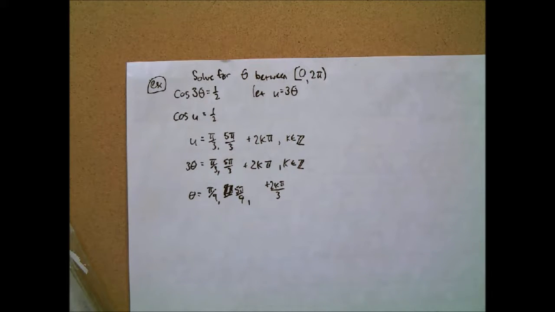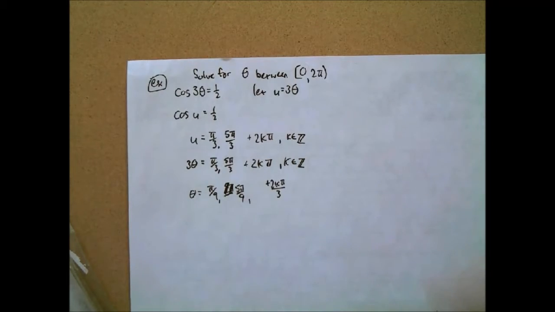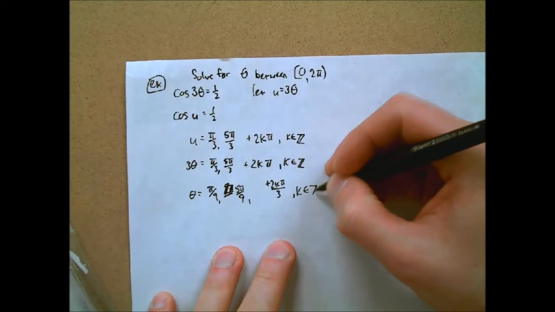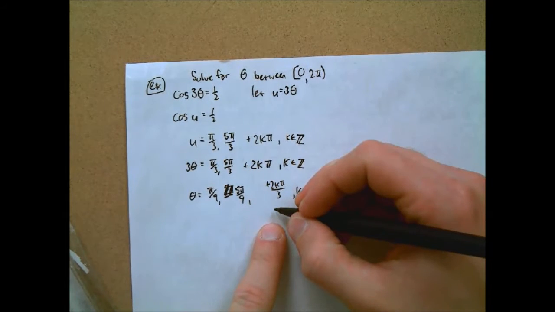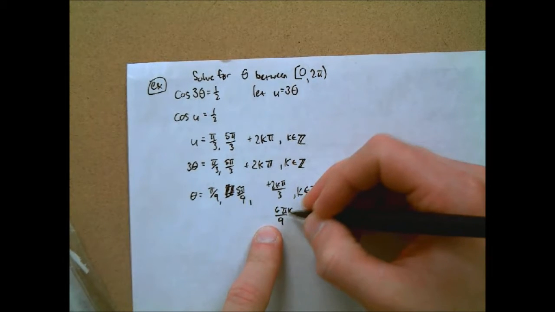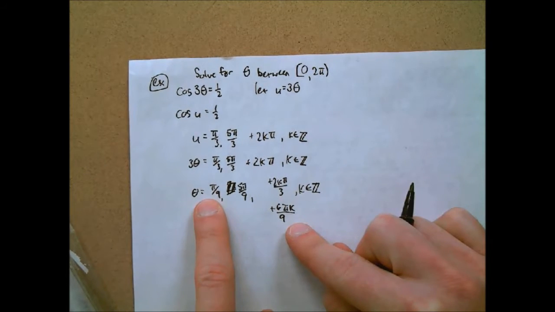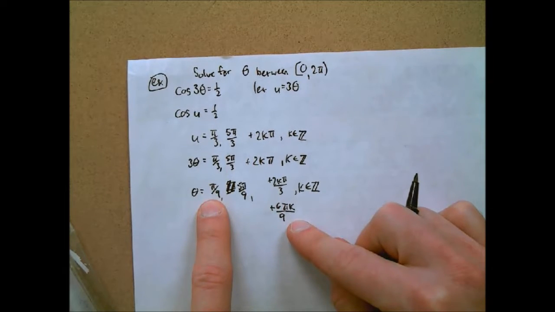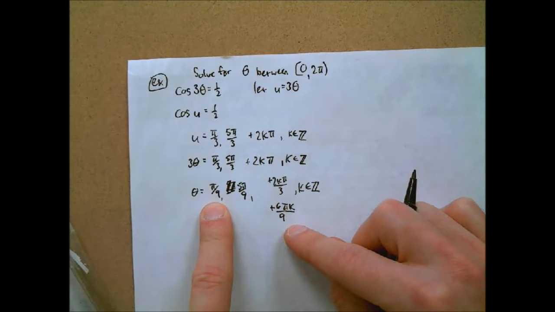We aren't quite done if we're trying to solve for all angles theta between 0 and 2 pi, because we said here we can add integer multiples of 2 pi over 3. Adding 2 pi over 3 is the same thing as adding what? 6 pi over 9, right? 2/3 is the same thing as 6/9. If I add 6 pi over 9 to 1 pi over 9, I get 7 pi over 9. Is that still between 0 and 2 pi? It is.